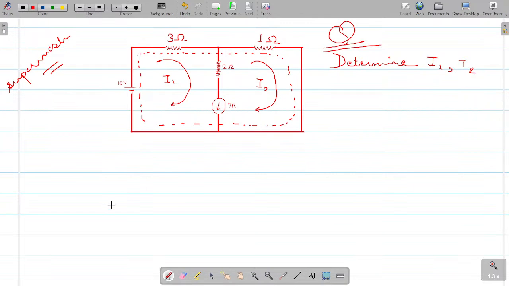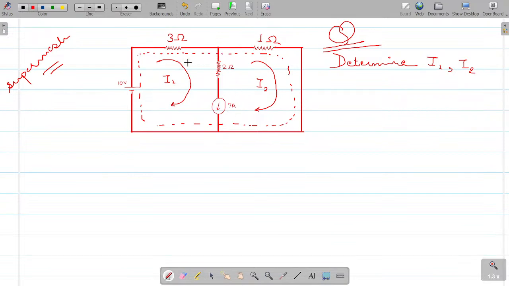The first thing by observation in such questions, what do we see? The first thing that we notice is, what is the current in this branch? It is already defined to be 7 amperes. Why is it 7 amperes? Because in series there can be only one value of current. So whatever assumption of current that we take in this branch, that would be 7 ampere.